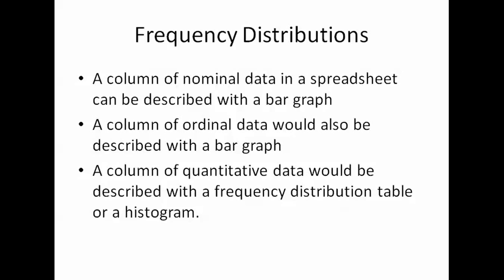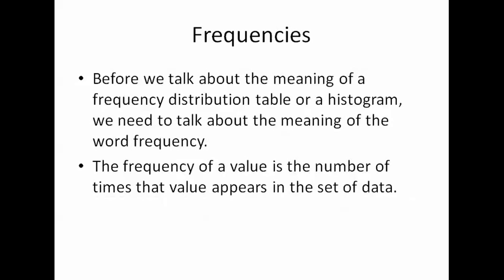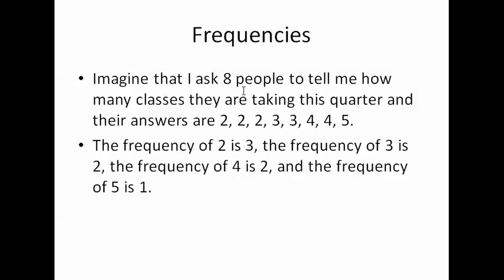We'll go over it one more time. The frequency of a value is the number of times that a value appears in a set of data. So if I ask 8 people to tell me how many classes they're taking this quarter, and these were their 8 answers, then the frequency of 2 would be 3 because the answer of 2 appears 3 times. It's 1, 2, 3. The frequency of the value of 3 is 2 because 2 people said 3. There's 2 3s in the data. The frequency of 4 is 2 because there's 2 4s, and the frequency of 5 is 1 because there's 1 5 in our list of data right here.